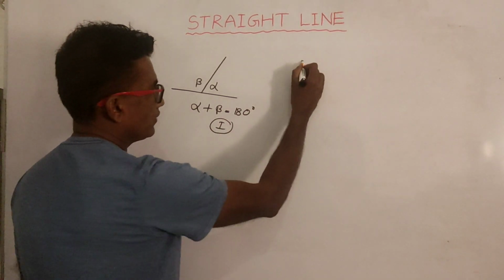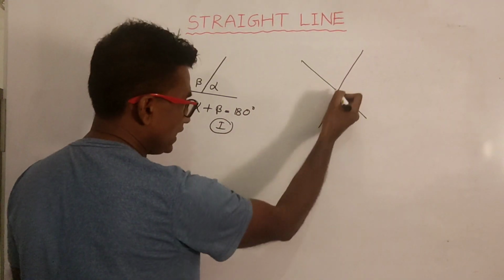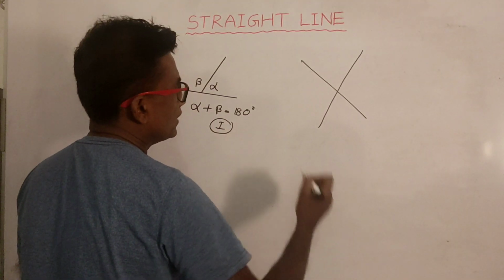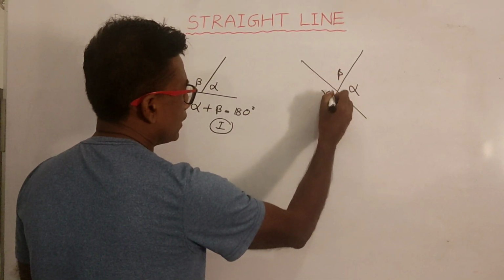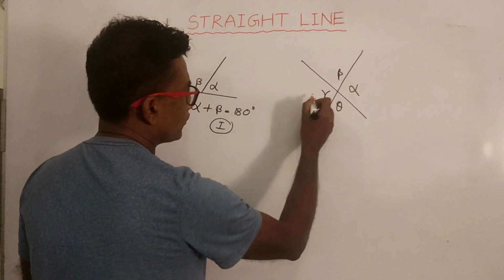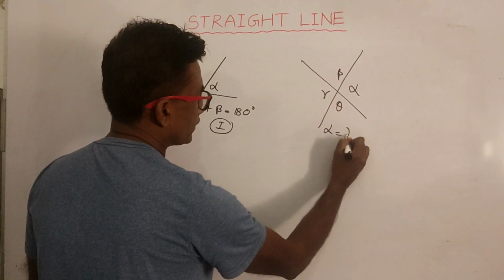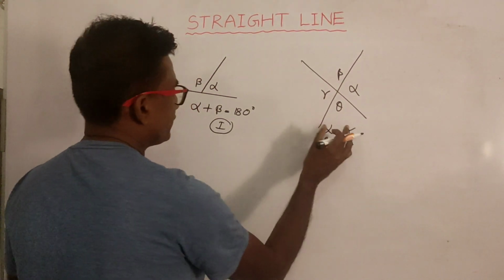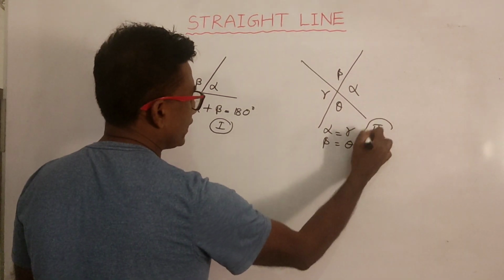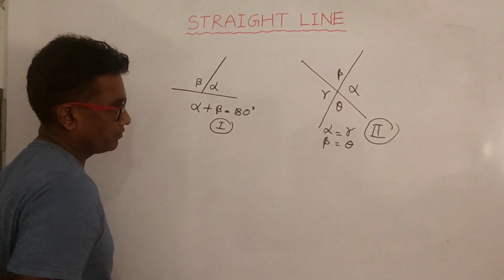Theorem number 2 says that when two straight lines intersect each other, the resulting vertical opposite angles are going to be equal. So alpha is going to be equal to gamma and beta is going to be equal to theta. The second theorem is a direct offspring of the first theorem.